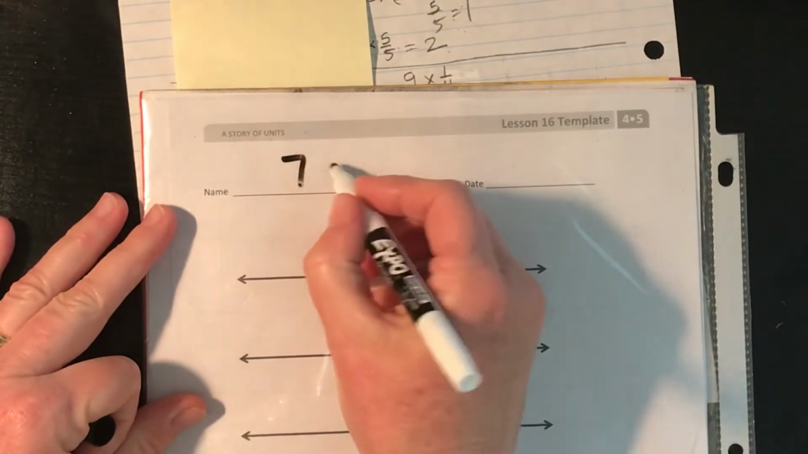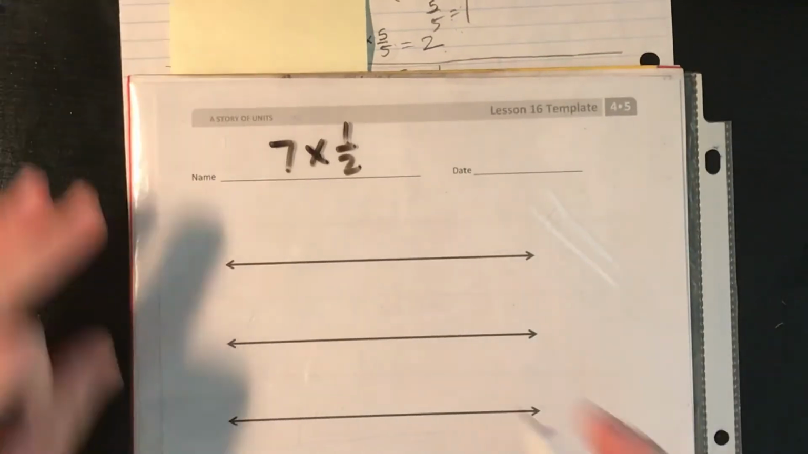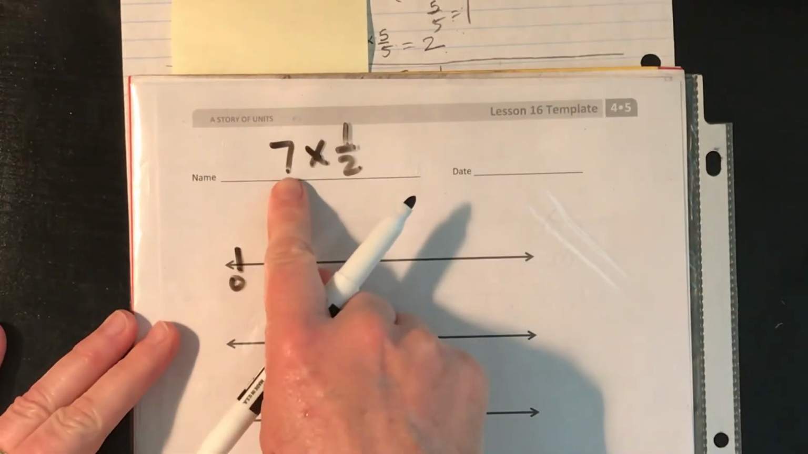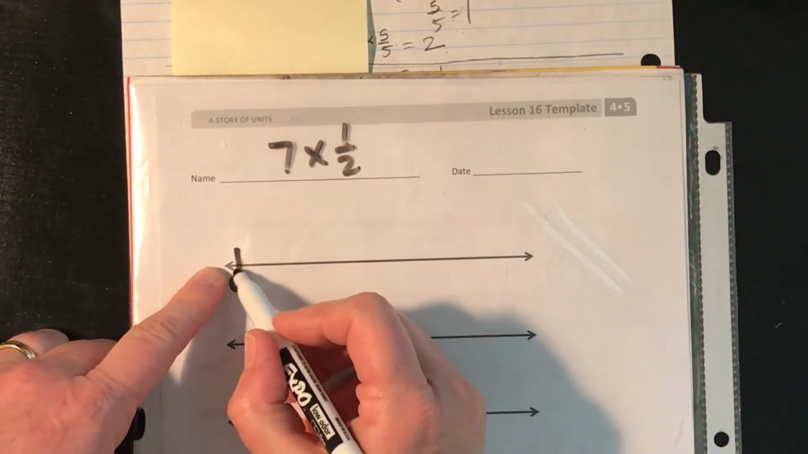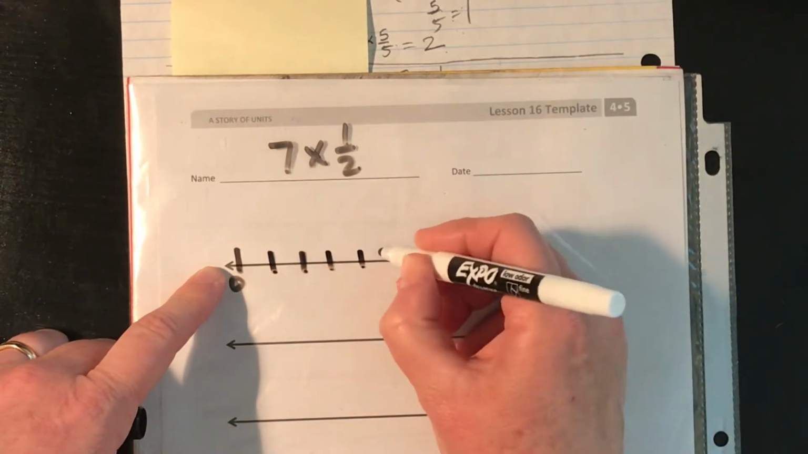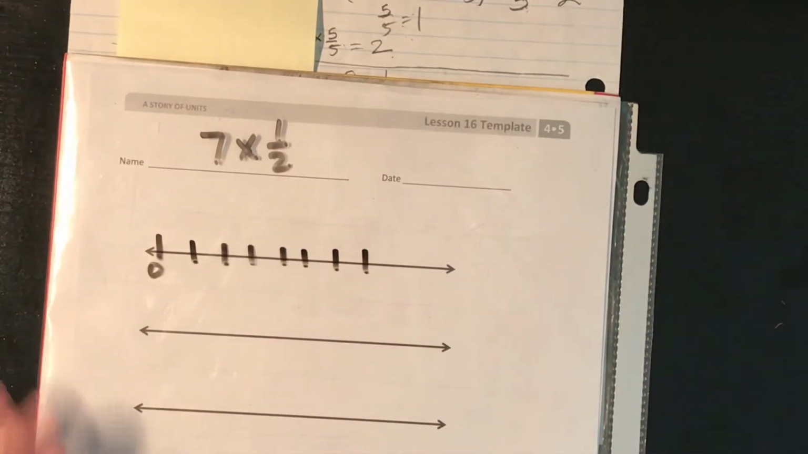7 times 1/2. Okay, so I know that right there would be 0. And I need 7 lines because I have 7 halves. So that doesn't count as my first line. That's 0. So then it would go 1, 2, 3, 4, 5, 6, 7. So I've just sort of put my 7 lines in.